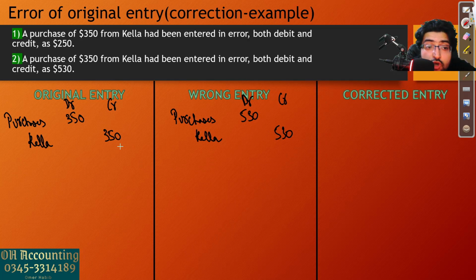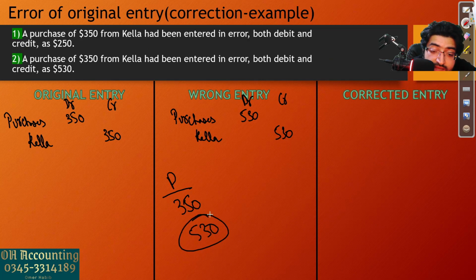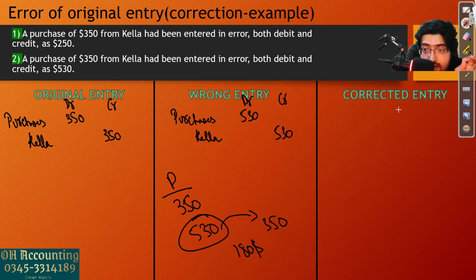Okay, this time we have over added. So we have to reduce the amount. We have to bring purchases back to 350 from 530. Okay, we were supposed to record purchases as 350, but by mistake we have recorded purchases as 530. This is wrong. So I need to bring this amount back to 350. So I have to subtract something out of this. So 530 minus 350, 180. See, purchases are over recorded by how much? By $180. Okay, they are over added by 180. So I need to remove $180 from the purchases account.